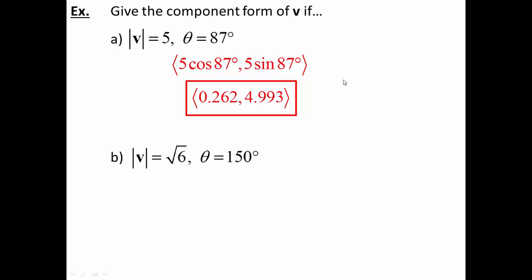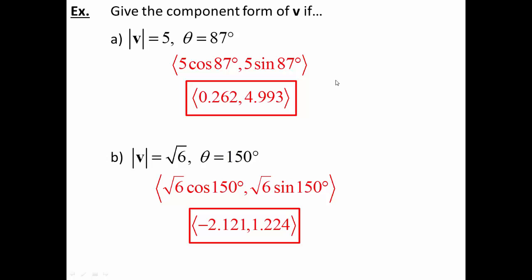Now I can do the same thing for the second one. I'll give you an opportunity to try it on your own in case you haven't already. So I've got root 6 cosine of 150, root 6 sine of 150, which is really negative 2.121, 1.224.